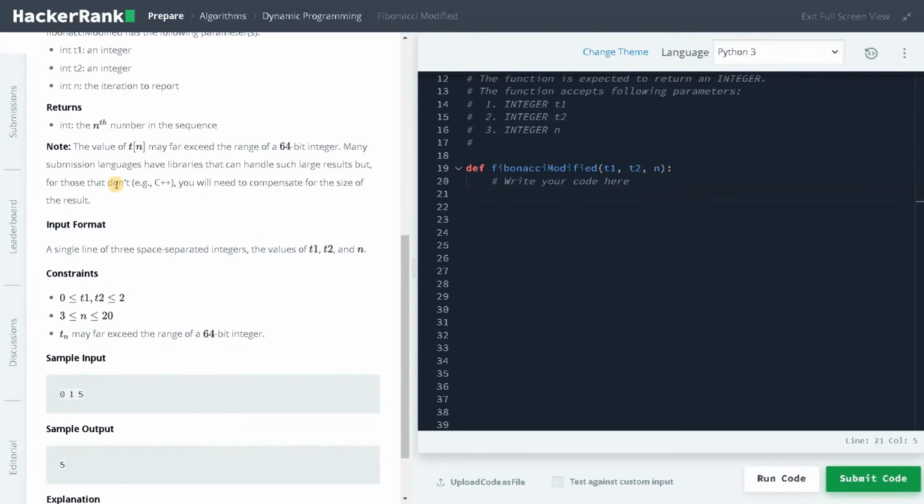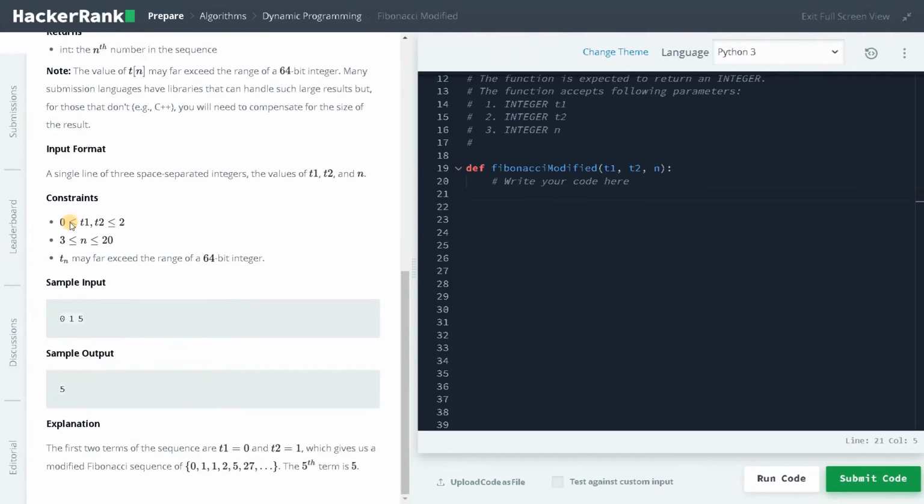And here, if you use another language, you have to use some big integer or long type to handle such large values. But for Python we don't need to do anything. We have t1 and t2 in the range of 0 to 2, and n will be in the range of 20, so it's not much of a constraint for us. And this is the input, 0 and 1, and we have to find the fifth number in the sequence, that is 5.